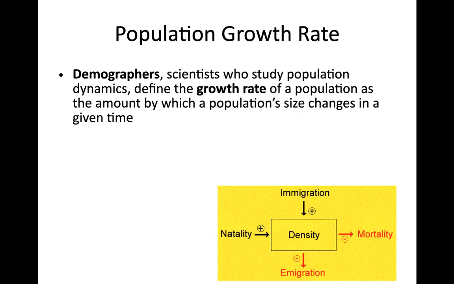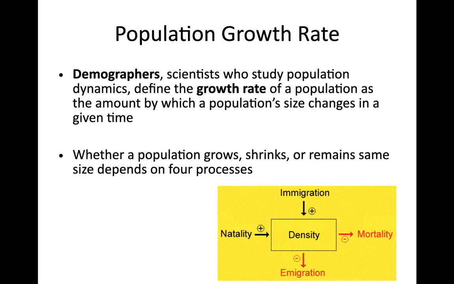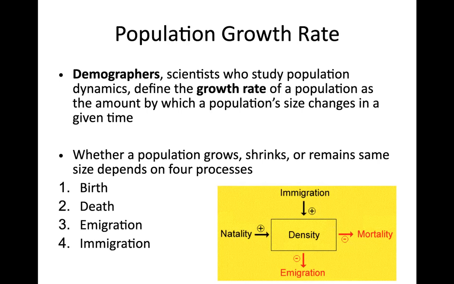Scientists who study population dynamics are called demographers, and they define growth rate as the amount by which a population's size changes in a given amount of time. Whether a population grows, shrinks, or stays the same depends on these four processes. Again, immigration are organisms that come into this population from an outside population. Emigration is leaving, births and deaths. So you have birth, death, emigration, immigration.